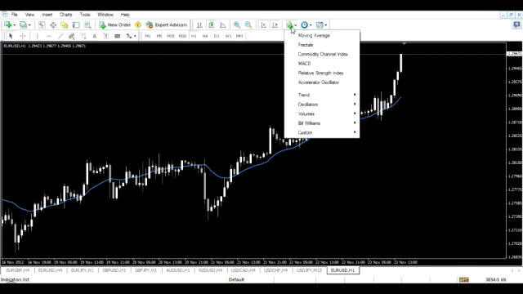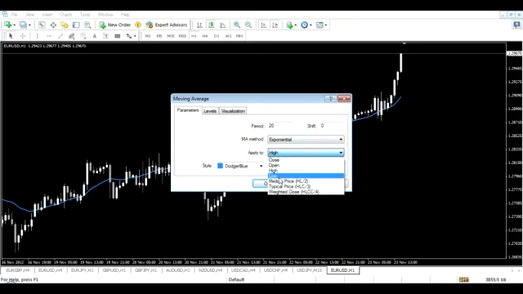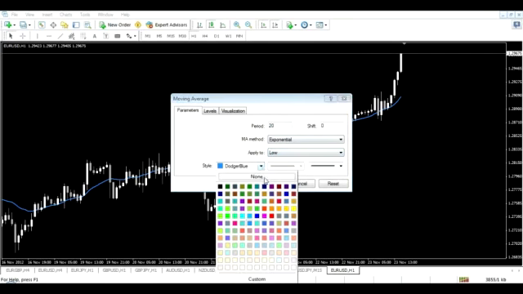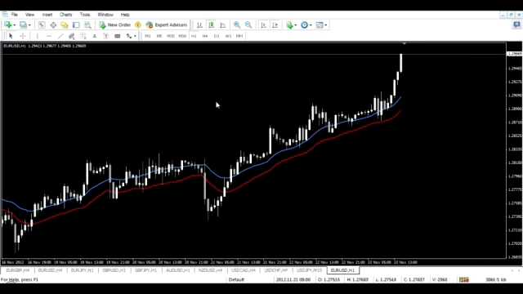Do it again. Moving average, 20 exponential of the low. And I'll make this one red. Now what we've got at this point is our entry and initial stop loss channel. The platform that I'm using is MetaTrader 4. I use this for almost everything.